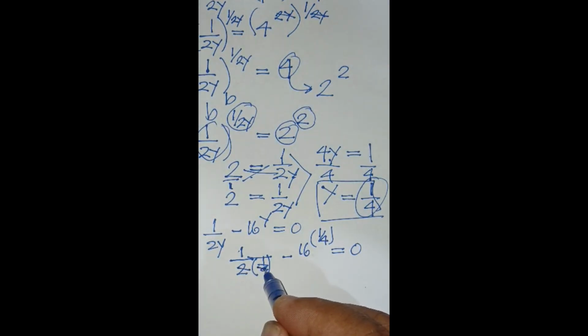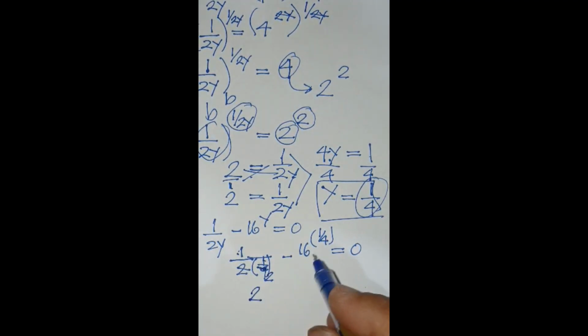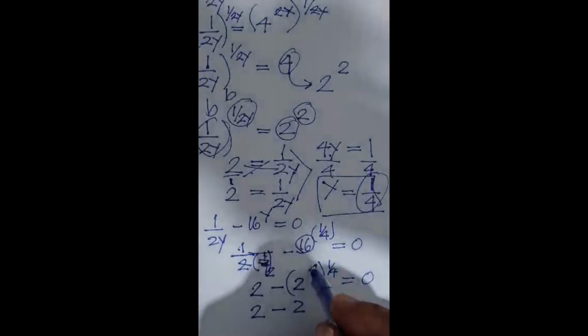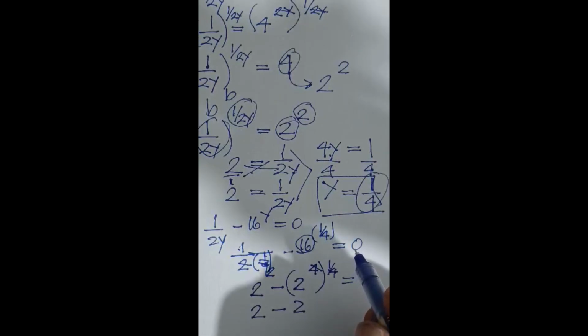2 and 4 will be reduced to 2, so that 1 over 1/2 is equal to 2, minus 16 can be written as 2 raised to 4, raised to 1/4, is equal to 0. So we have 2 minus 2 because the 4 and 4 cancel, and we have it equal to 0.